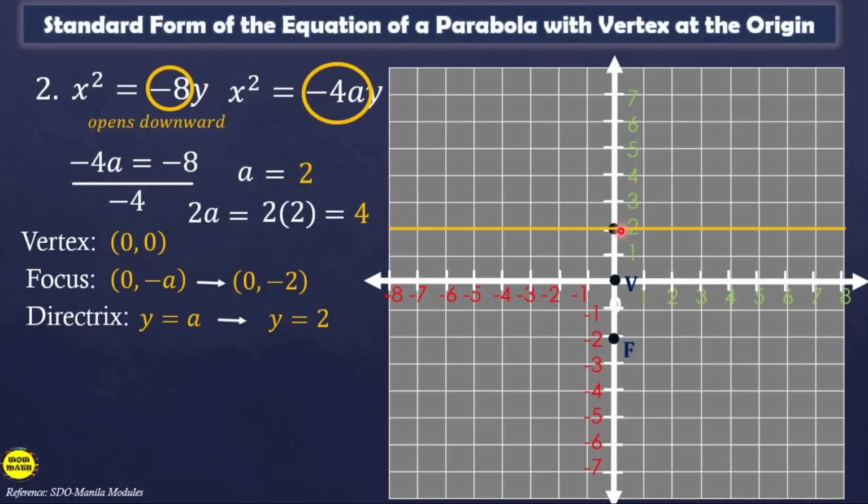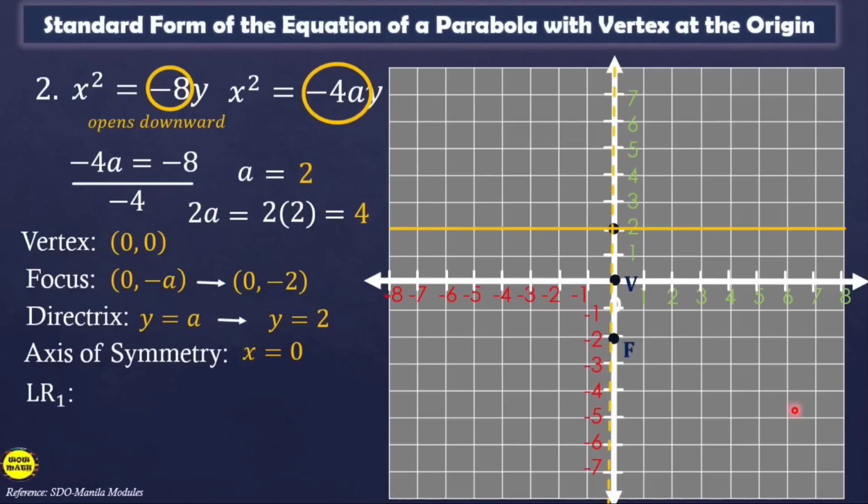Again, titingnan rin natin kung ang graph natin is opens upward. Kung opens upward yung parabola natin, yung focus natin nasa taas ng vertex. Pero sa example number 2 natin, yung parabola natin opens downward, so yung focus natin nasa baba ni vertex kasi pababa yung parabola natin. Then after nyan, kunin natin yung axis of symmetry. Same lang ito doon sa example number 1 natin, since opens downward, vertical yung axis of symmetry, and that is x is equal to 0.